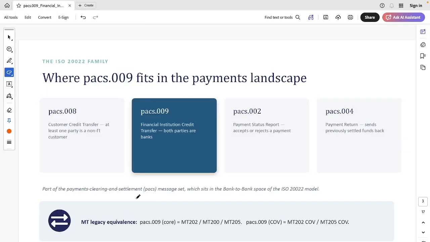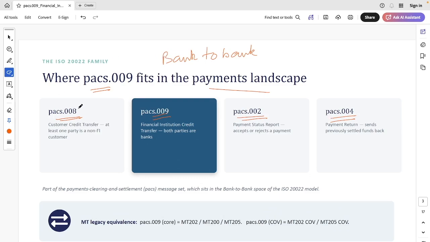Now, let's place pacs.009 inside the broader ISO 20022 payments landscape. In ISO 20022, different message types are used for different payment purposes. The prefix pacs stands for payments clearing and settlement. These messages are mainly used in the bank-to-bank space. So we have four important messages. First is pacs.008, second is pacs.009, third pacs.002, and fourth pacs.004.